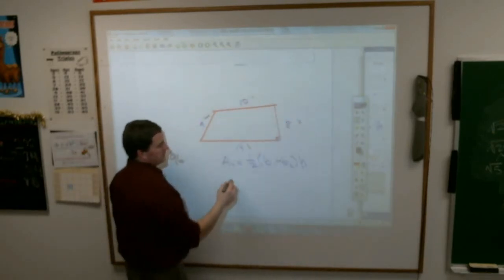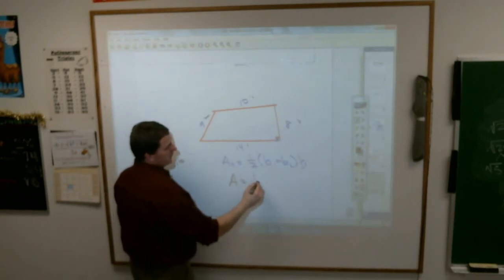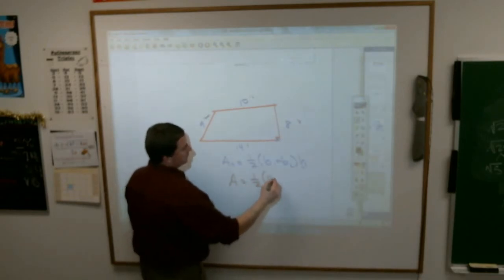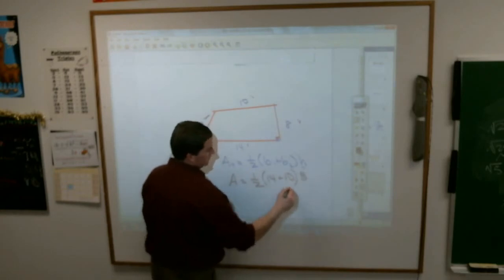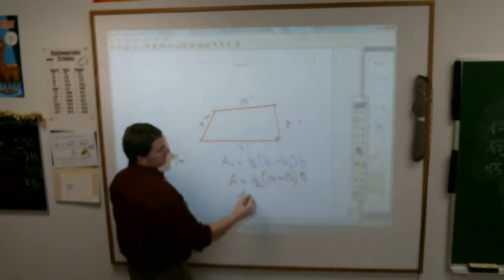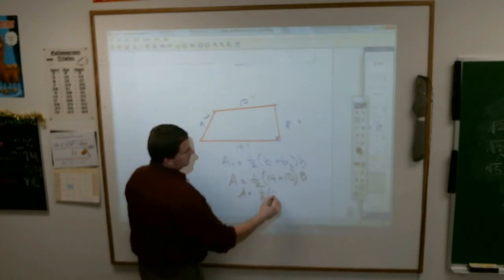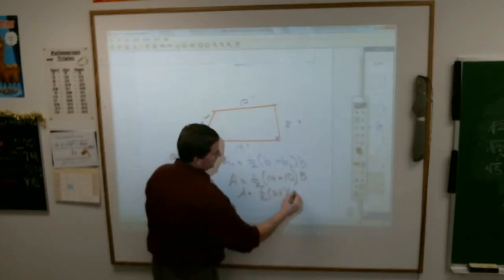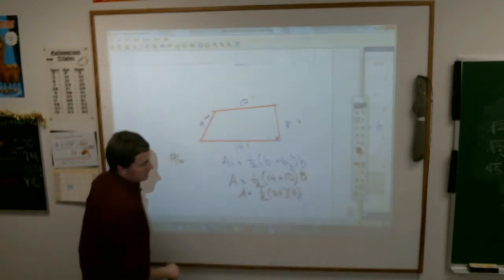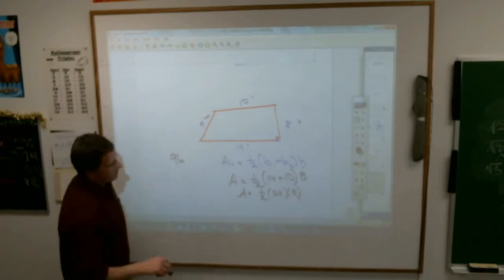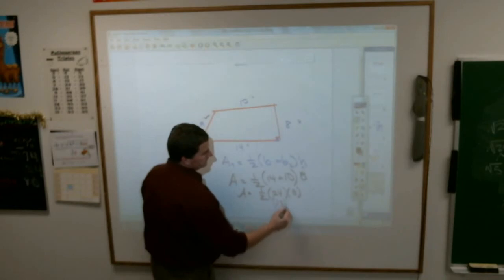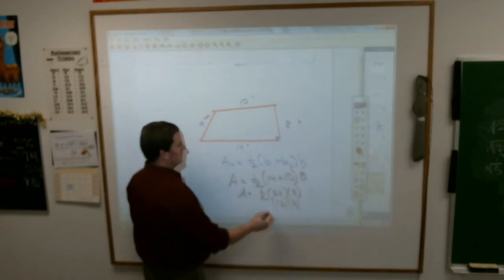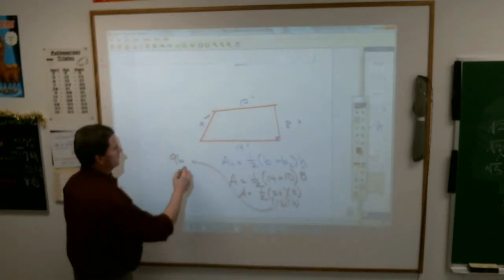Let's see what happens. So area equals 1/2, and it doesn't matter which one you call which, I'll put 14 first just because. And the height is 8. So area equals 1/2 times 24 times 8. Doesn't matter which one you take half of first, whatever floats your boat. Half of 24 is 12, and 12 times 8 is 96.